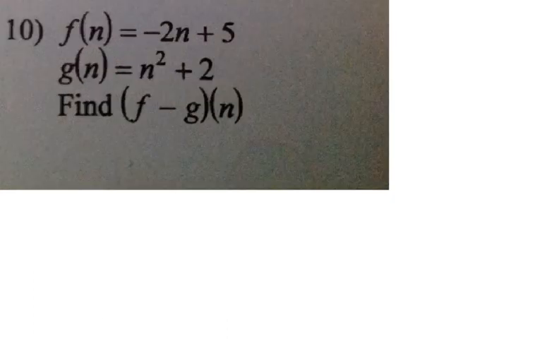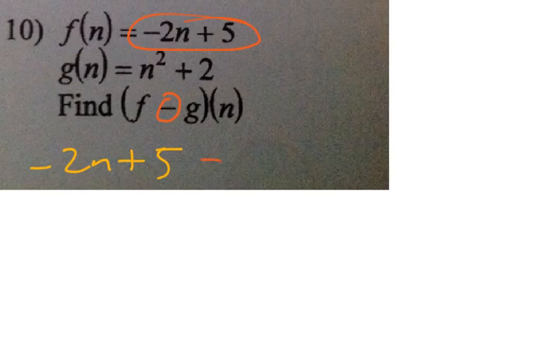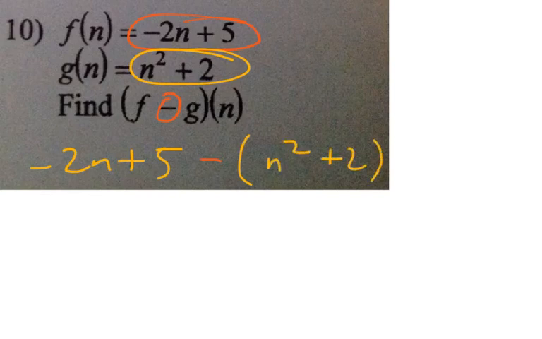Okay, so let's look at number 10. Notice this one says f minus g of n. By the way, again, get used to different variables as you deal with functions, different names, different variables. But anyways, what does f minus g of n mean? It literally means we're going to take that f there. So we're going to have negative 2n plus 5. And we're going to minus the g.